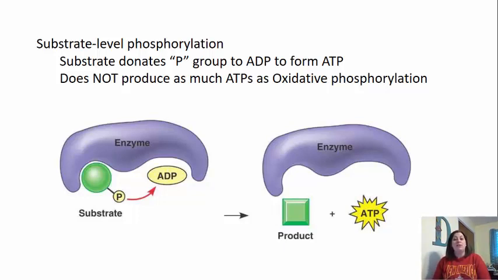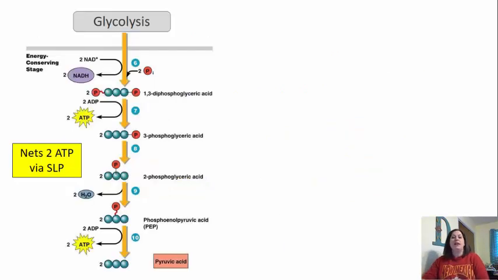This does not produce as much ATP as oxidative phosphorylation. If you'll notice, this does also require an enzyme. So the enzyme comes in, it connects to the substrate, it transfers the phosphate from the substrate to ADP, and what comes out of the enzyme is the product plus ATP. And so since the enzyme can only create one ATP at a time, this process is not going to be very efficient. Now, glycolysis is an example here of a type of substrate level phosphorylation.